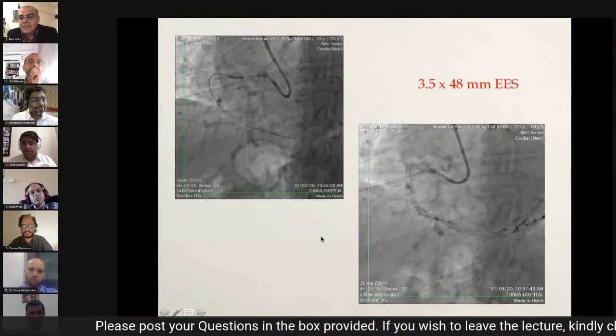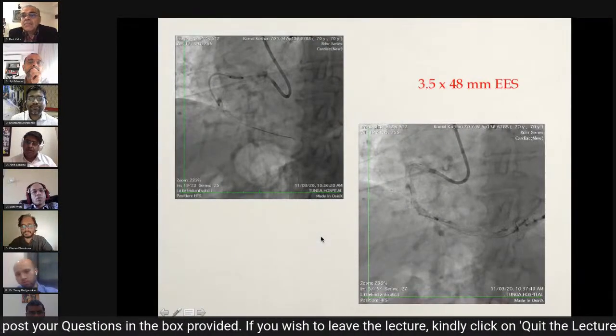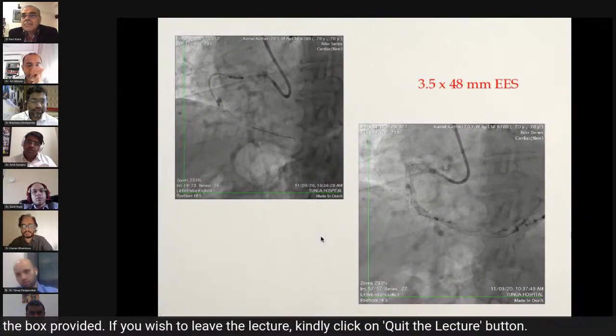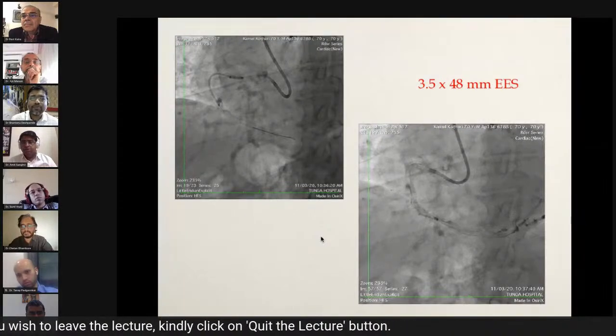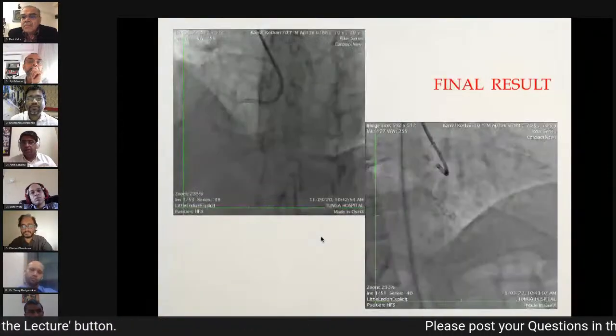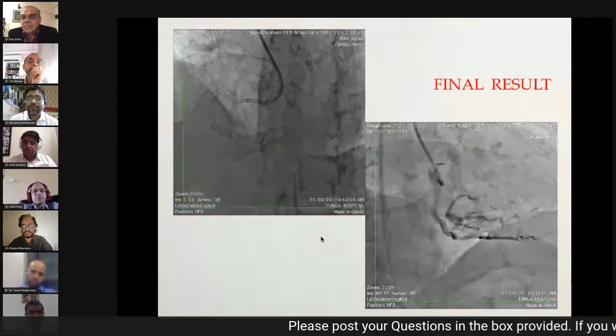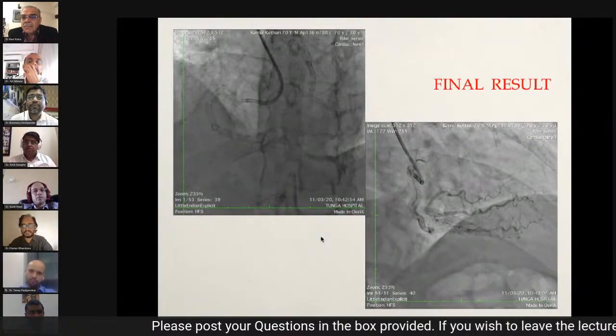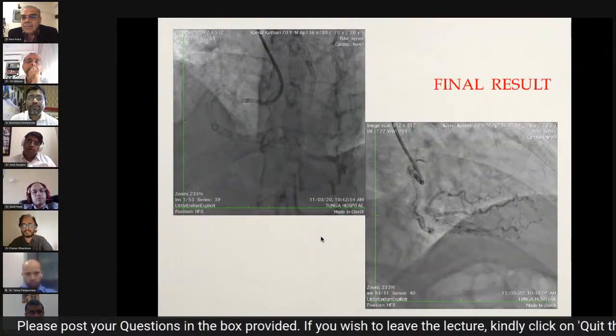And then we post-dilated this with a 3.5 millimeter balloon, and the proximal part of the stent was post-dilated with a 4 millimeter balloon. So this is the final result that we had in the right coronary artery. I thought this was acceptable, so we stopped the procedure here and got the patient out.